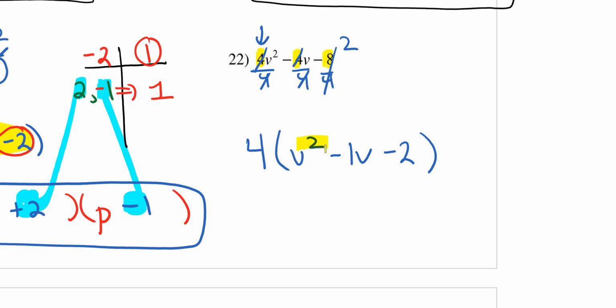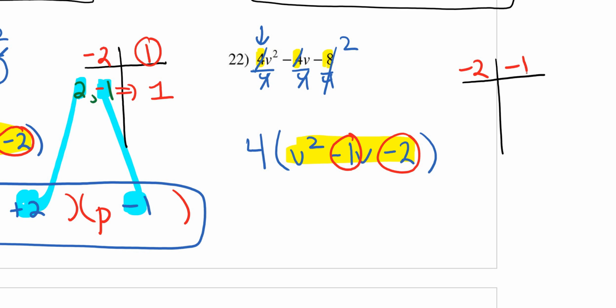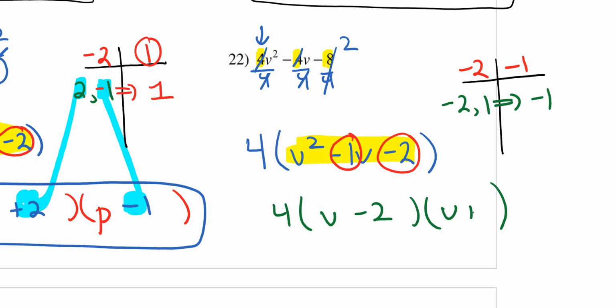All right, let's take a look at this middle expression here. And in order to factor that, I need to set up a table here. My numbers are negative 2, and my middle number here is negative 1. So two numbers that multiply to negative 2 and add to negative 1, well, that's going to be negative 2 and positive 1. So negative 2 times 1 gives you negative 2, and negative 2 plus 1 gives you negative 1. All right, let's finish off this problem here, v minus 2 and v plus 1. That's my final answer there.